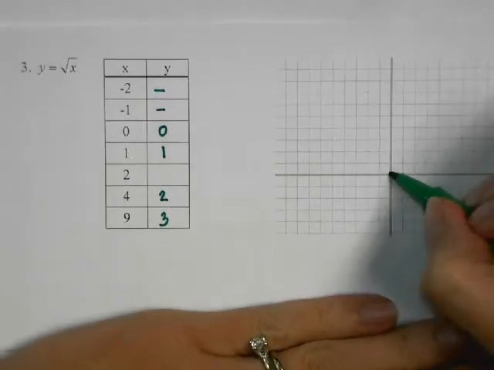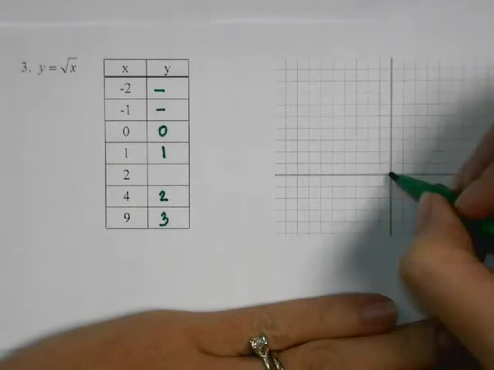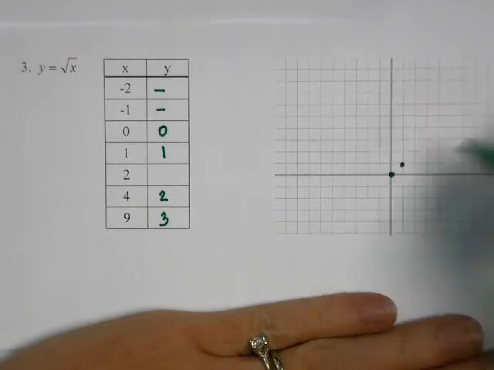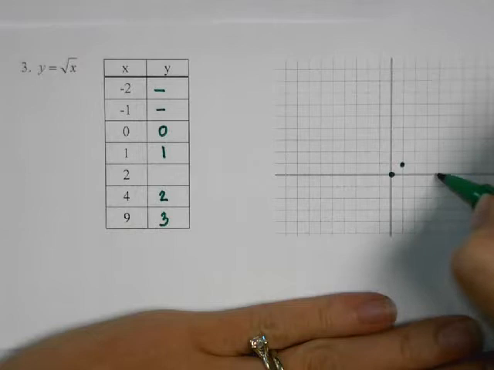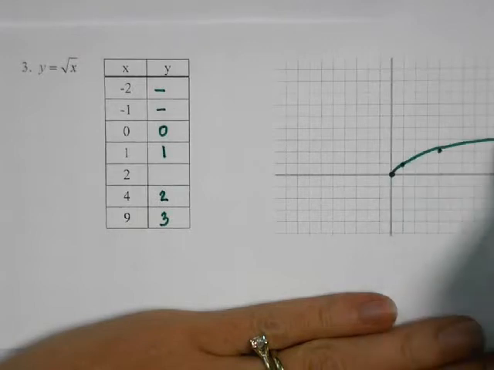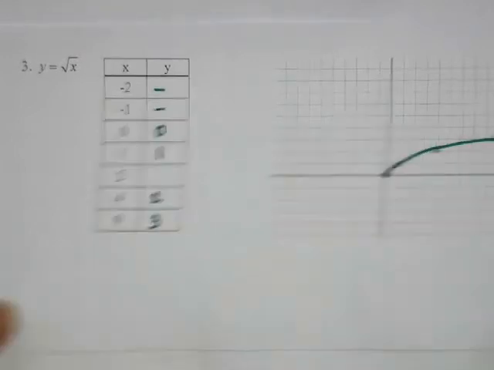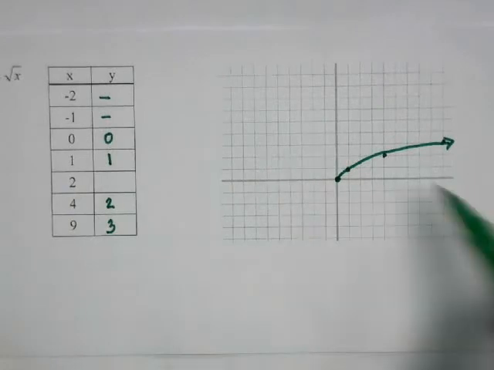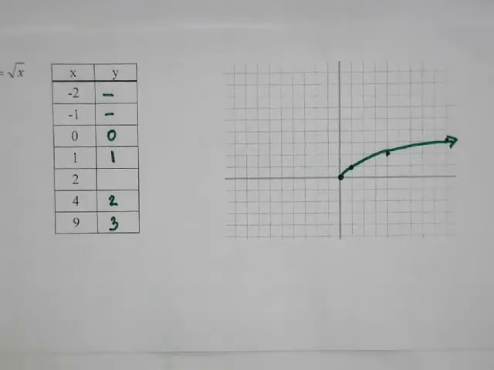So the square root is going to start at the origin, goes up 1 over 1, then we go to 4 up at 2, and then we go all the way out to 9 up at 3. It is just the top half. There is no bottom half of this sideways parabola. It's just this guy here.